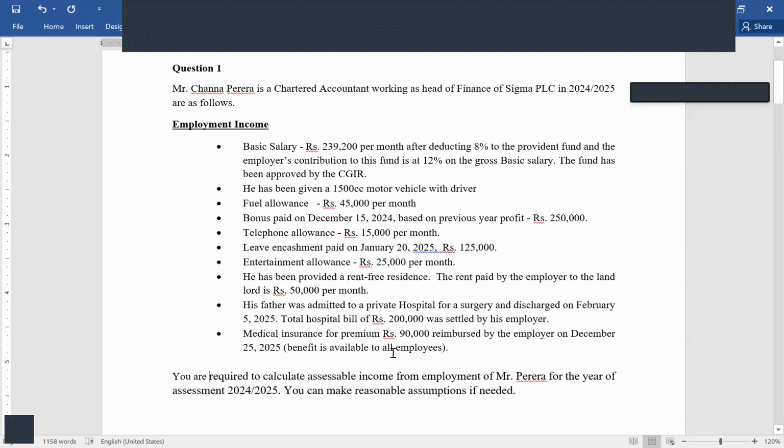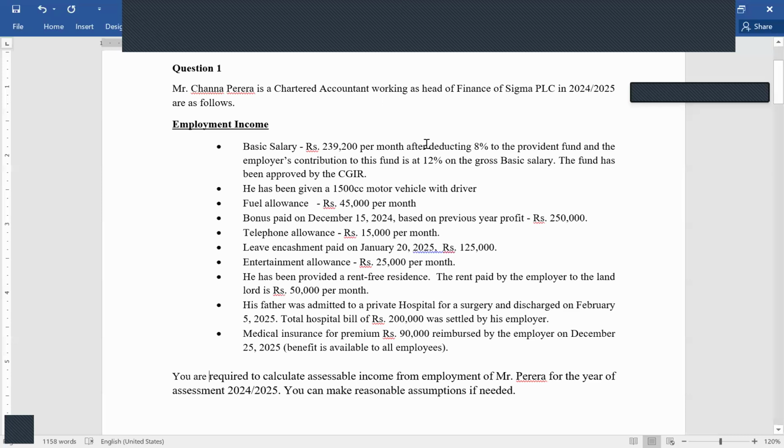These are the details for the month. In each sentence I have mentioned whether it is for a month or for a year. The first one is basic salary, 239,200 per month. Since we should calculate for the year of assessment, you have to multiply this amount. Sometimes all figures are given for a month. Then you should multiply it by 12.